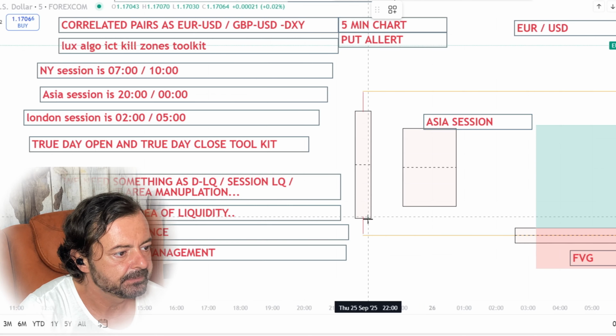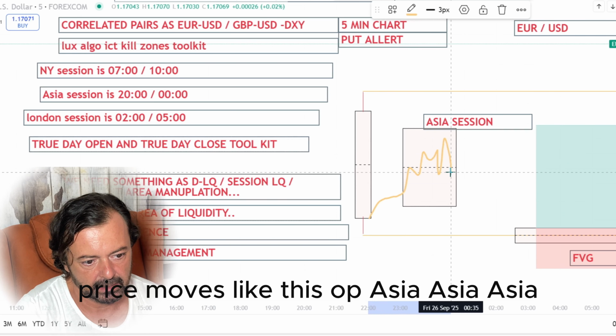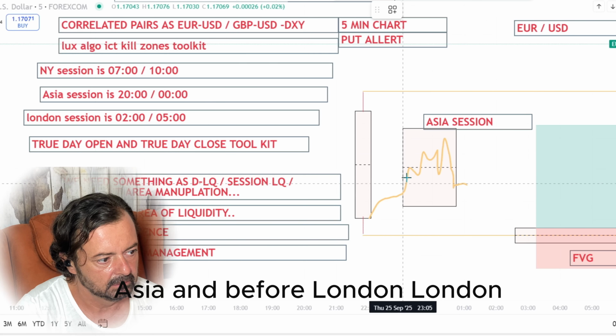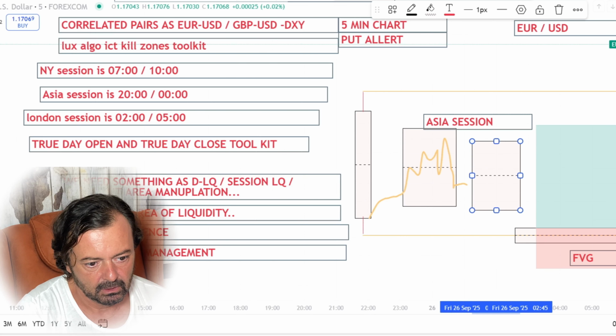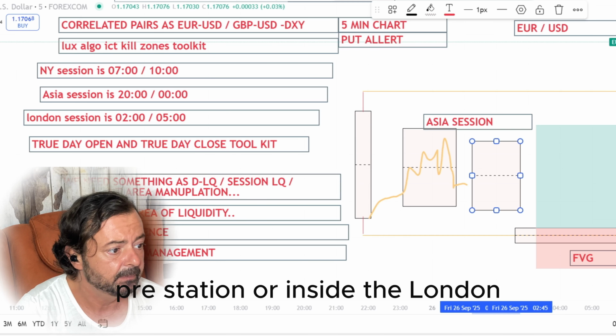Price moves like this. Oh, Asia, and before London, pre-session or inside to London.